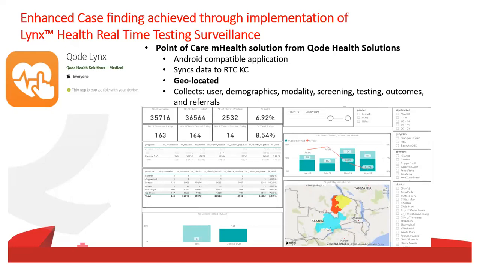So with the geolocator and the outcomes that come out of it, it gives you data in real time. It helps you understand the areas where you need to focus, the new hotspots, based on the geolocator and where your positives are coming from. So this has helped us to improve our case finding over time.